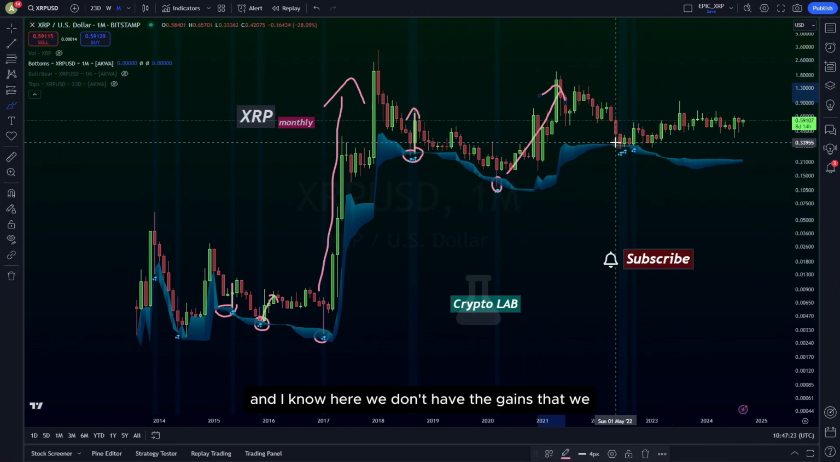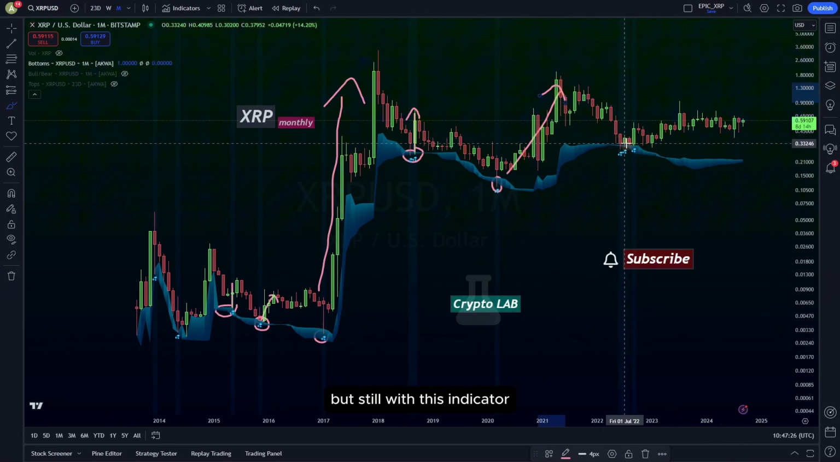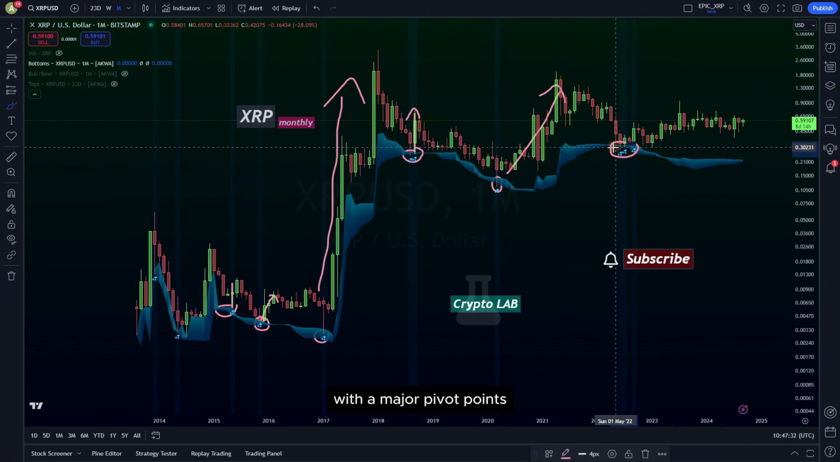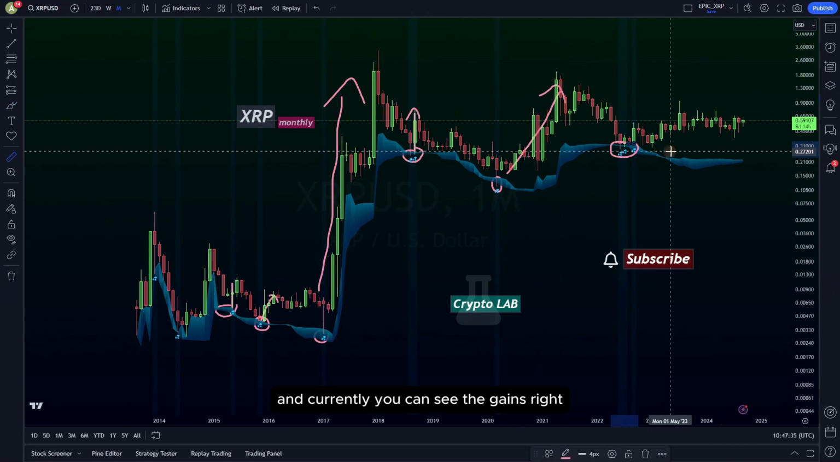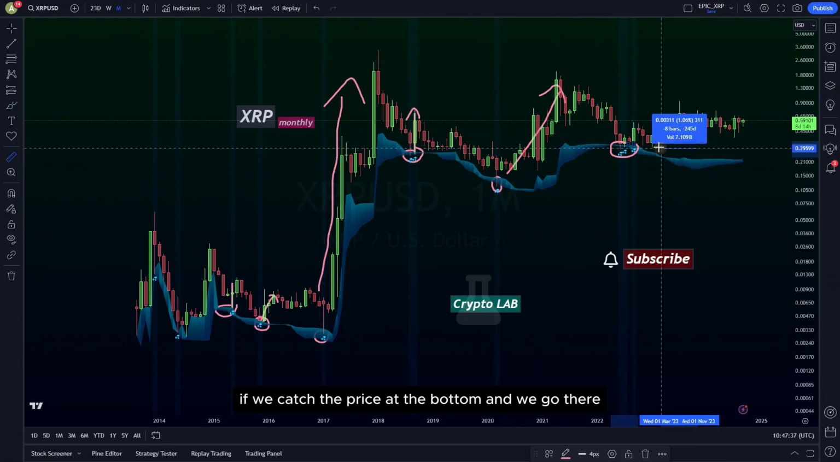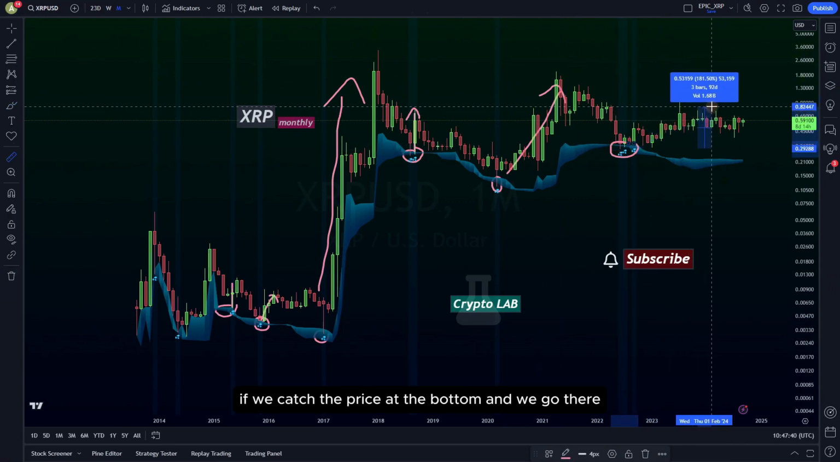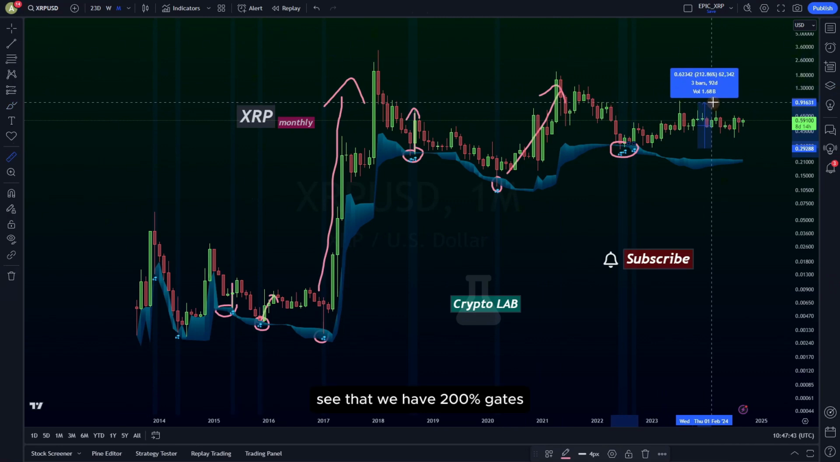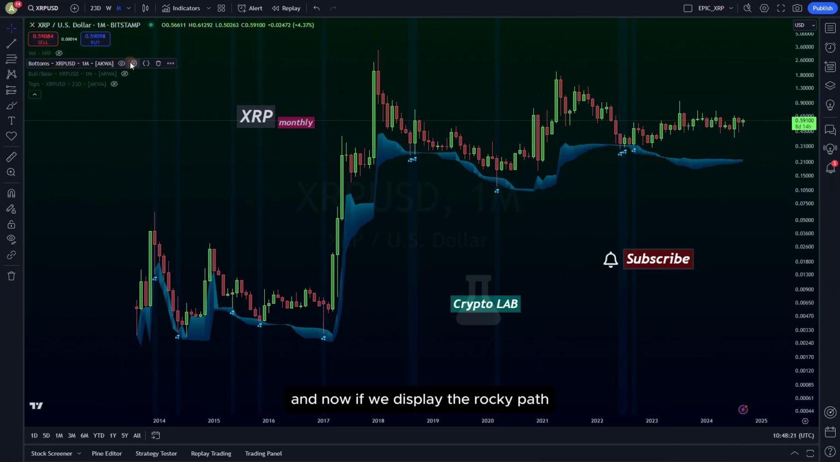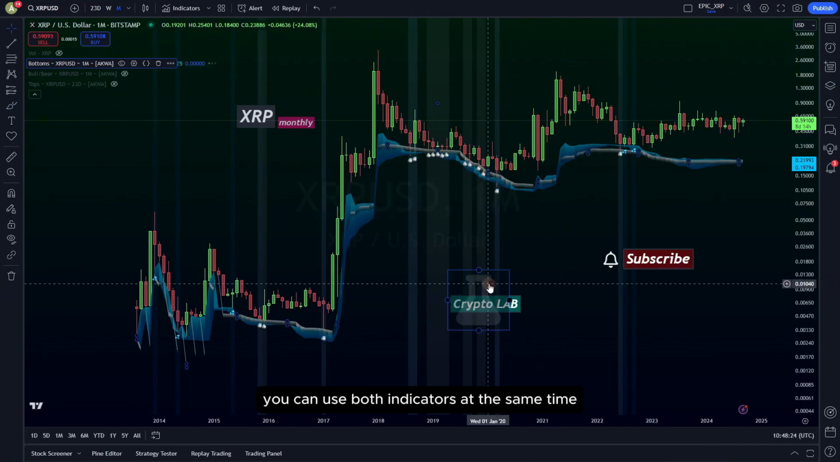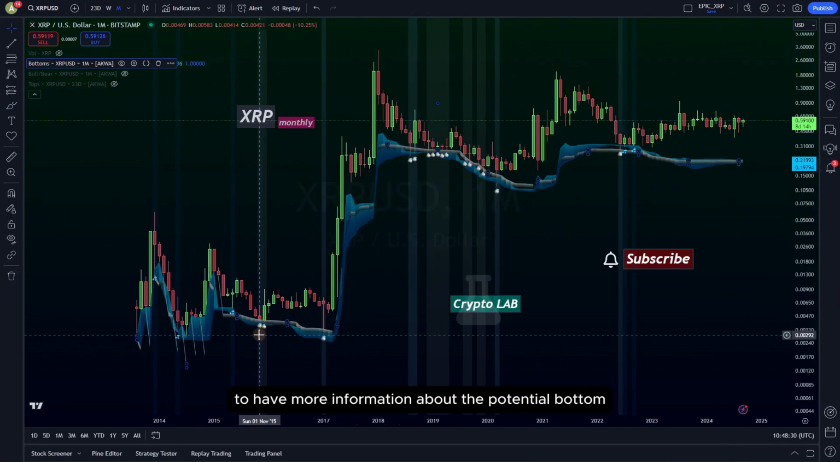And I know here we don't have the gains that we expect, but still with this indicator, you have a beautiful area of support with a major pivot point. And currently you can see the gains, right? Because here, if we catch the price at the bottom and we go there, you see that we have 200% gains. And now if we display the rocky path, you can use both indicators at the same time to have more information about the potential bottom.